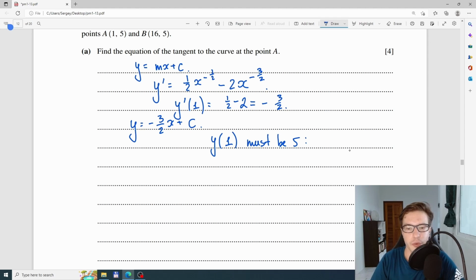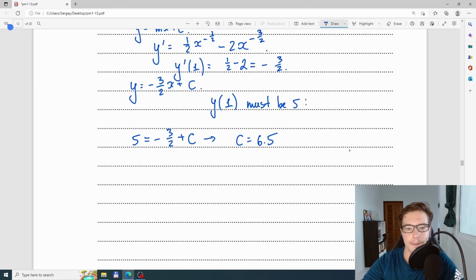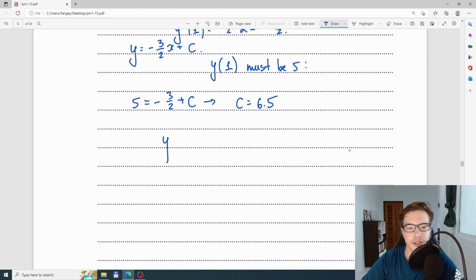Okay, so let's substitute (1, 5) into the equation of the tangent, and we'll get 5 equals minus 3 over 2 plus c. Rearrange for c, and we'll get c equals 5 plus 3 over 2, which is 6.5. Okay, looks like we're done with the tangent. So y equals minus, instead of 3 over 2, I'm going to write 1.5x plus 6.5. That's the answer.